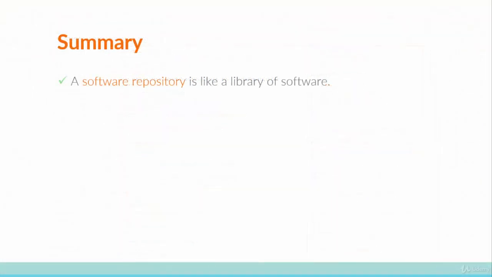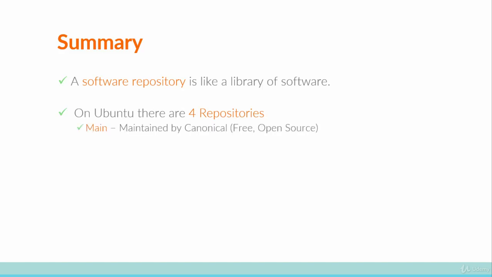But first, let's have a review of what we've learned in this video. So in this video, you've learned that a software repository is kind of like a library, but for software, except you don't need to give the software back. Now, it does differ for other distributions, but in Ubuntu, there are 4 main software repositories. So there's the main repository that contains free and open source software that is actively maintained by the Ubuntu developers. There's the Universe repository that also contains free and open source software, but it's maintained by the community instead of the Ubuntu developers.